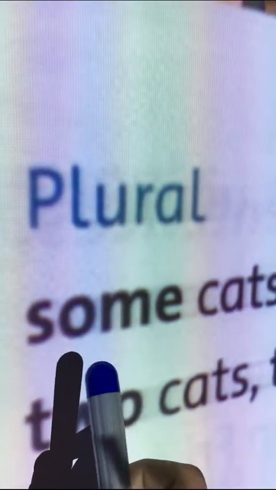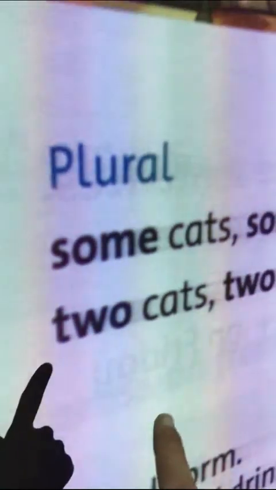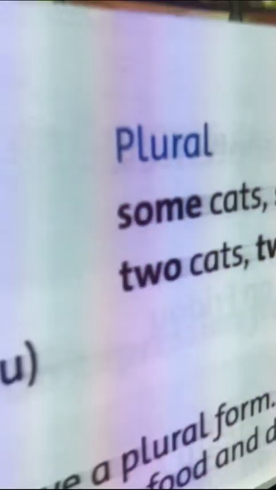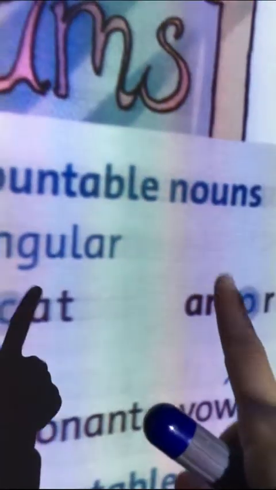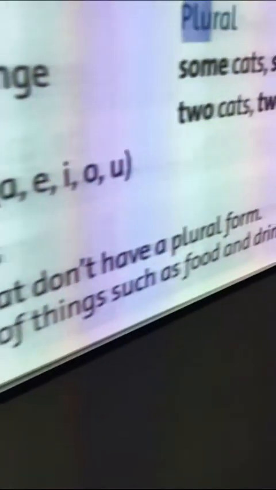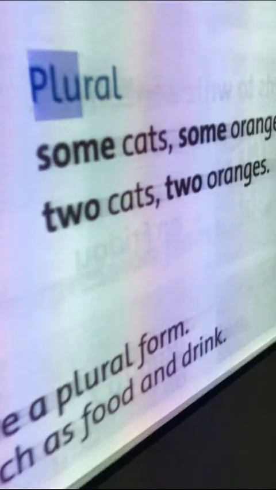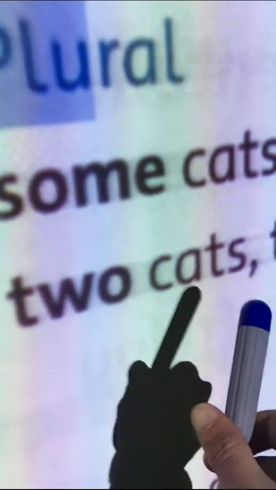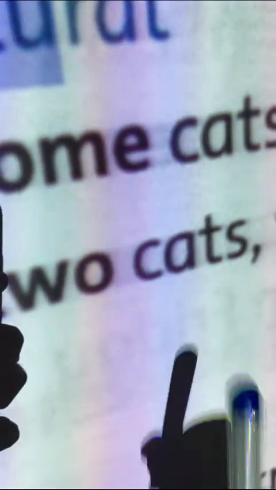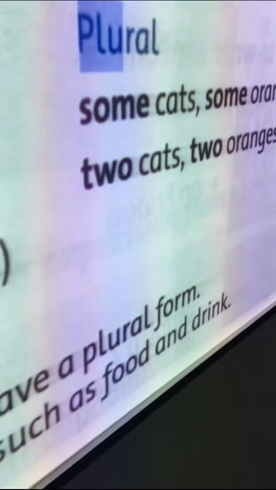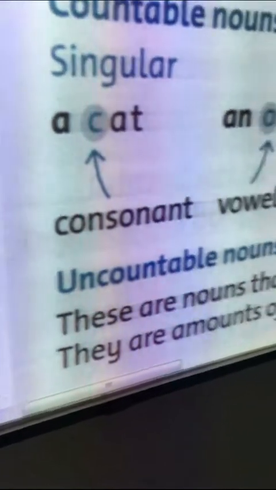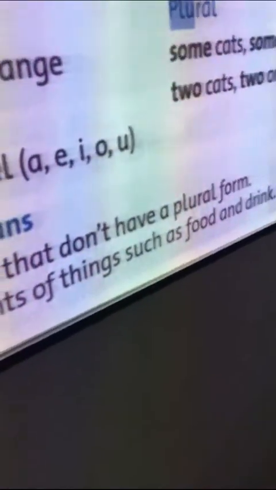Cats is plural. I can use some with plural nouns. Some cats. Some oranges. Two cats. Two oranges. They are countable nouns. Uncountable nouns don't have a plural form. We can't say two water, two bread, two salt, two sugar. No, we can't. So they don't have a plural form. And also, they are amounts of things, such as food and drinks.